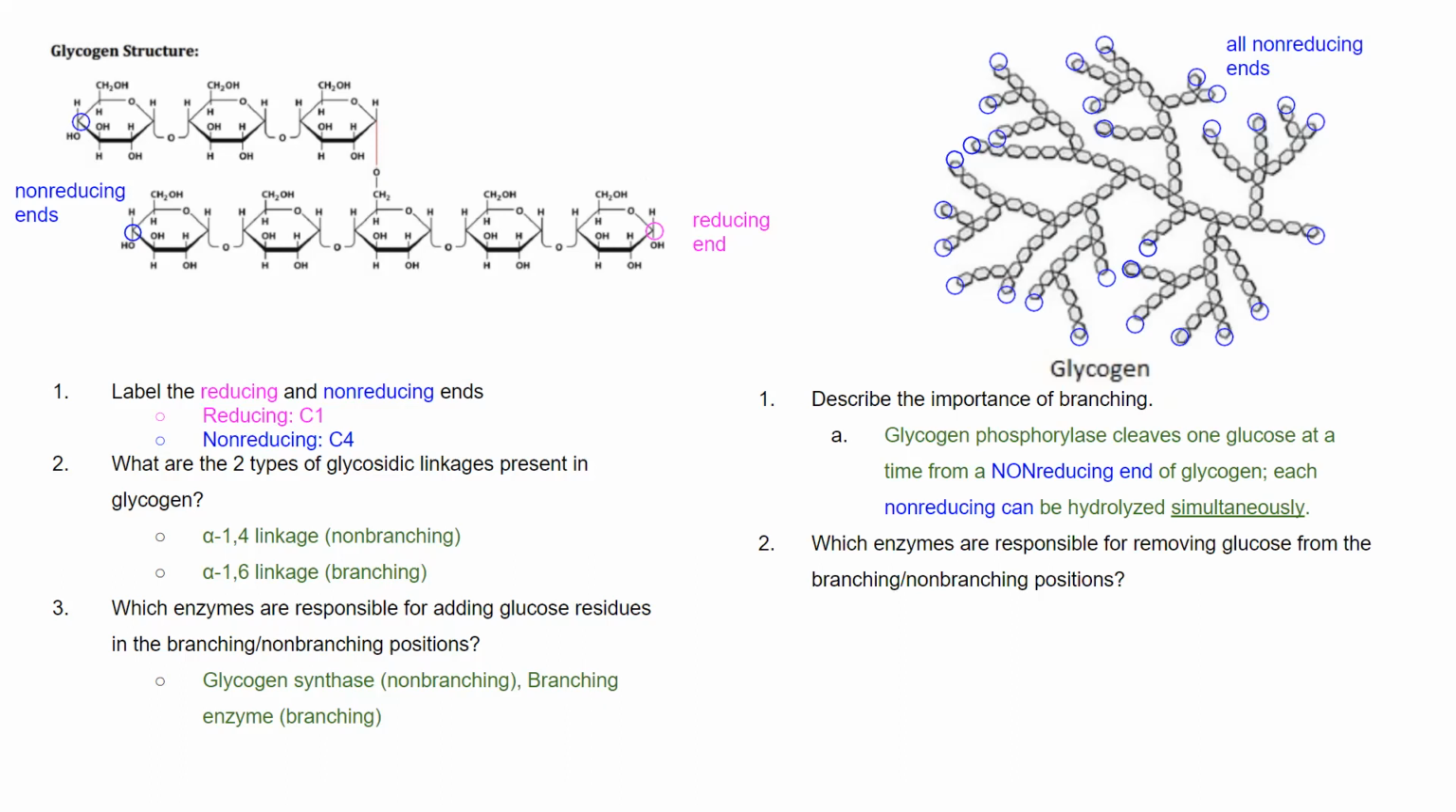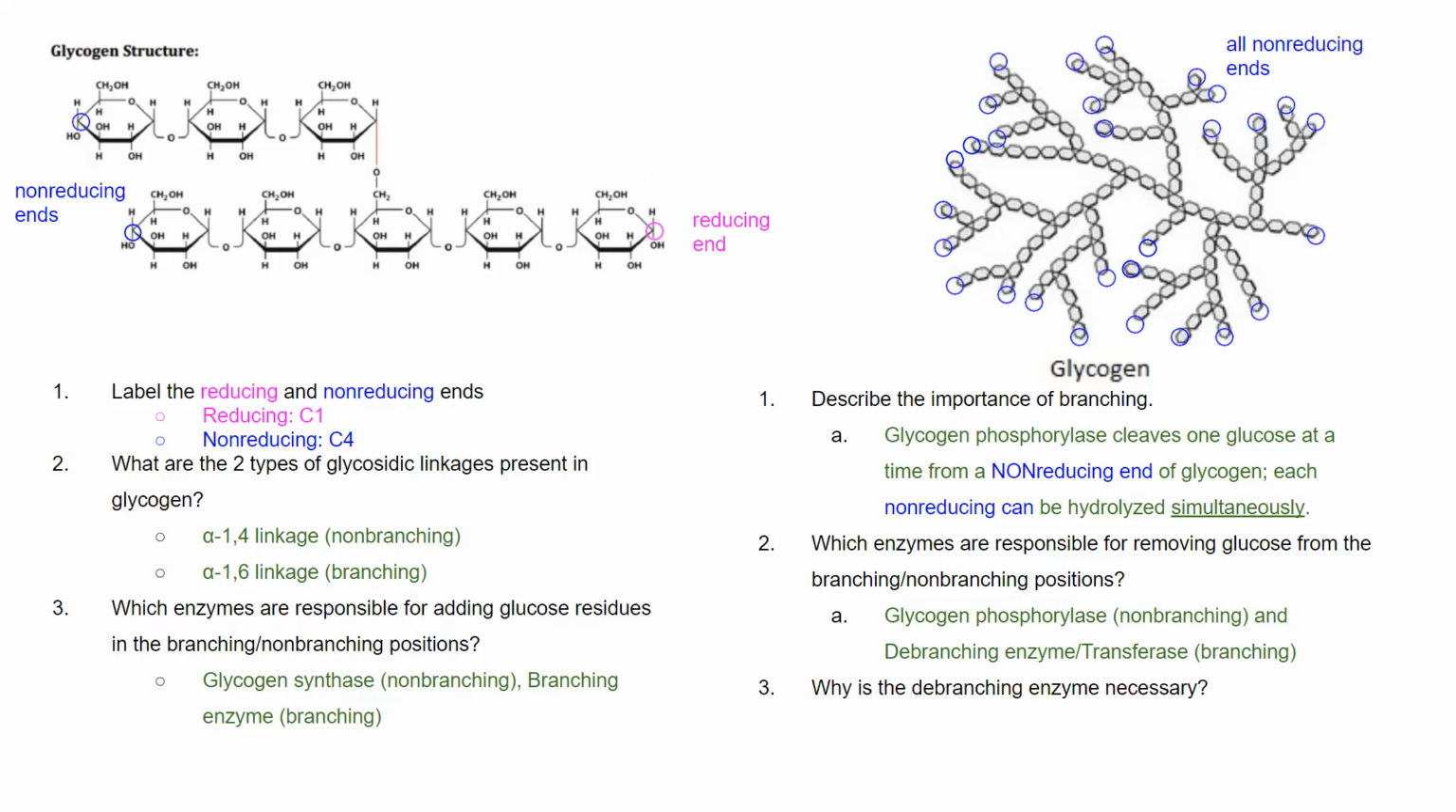Which enzymes are responsible for the opposite? Debranching, and what's the other one? Good job. So why do we need to debranch? Why can't glycogen phosphorylase do it all? It's kind of a hard question. I worded that wrong, but pretty much glycogen phosphorylase cannot break 1,6 linkages. So you first have to transfer it to a 1,4 linkage, and then glycogen phosphorylase can do its job.